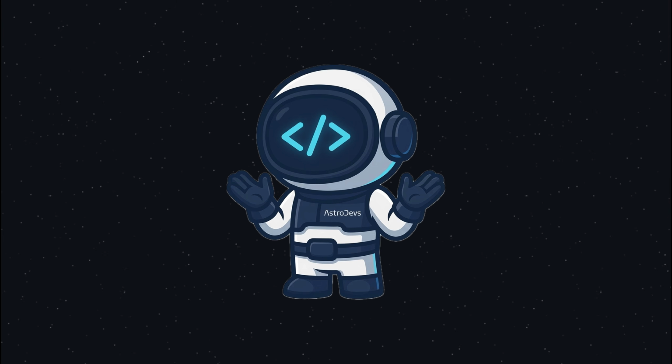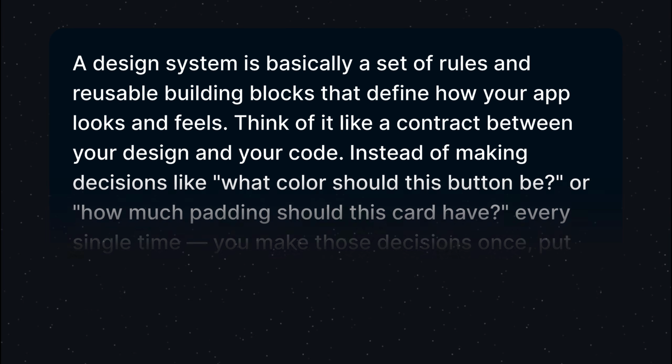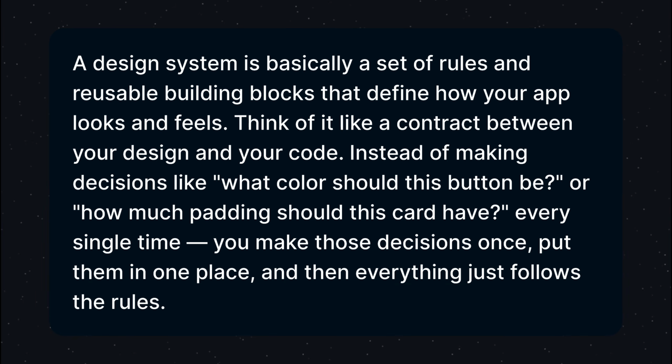Okay, so first, what even is a design system? A design system is basically a set of rules and reusable building blocks that define how your app looks and feels. Think of it like a contract between your design and your code. Instead of making decisions like what color should this button be or how much padding should this card have every single time, you make those decisions once, put them in one place, and then everything just follows the rules.